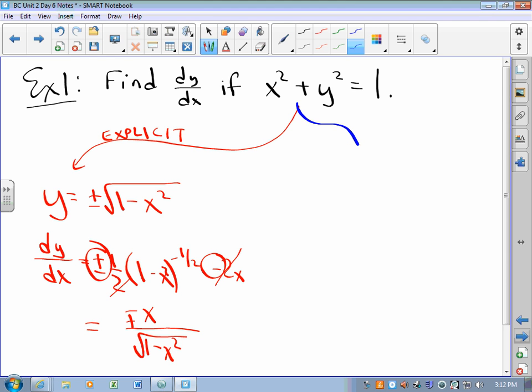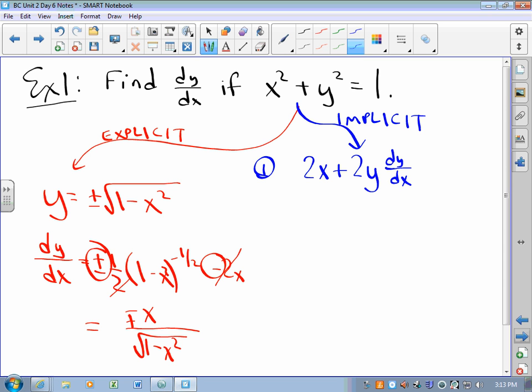If you choose to go implicitly, then you follow my steps. And my steps say we're going to differentiate both sides with respect to x. So the derivative on the left side is 2x plus the derivative of y squared is 2y. But remember, y is not x. It's a function of x. So the chain rule says we have to multiply by its derivative.